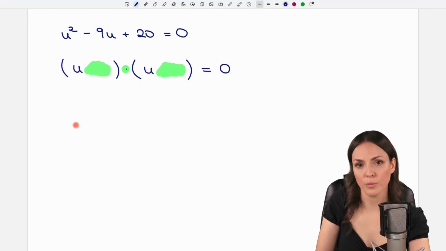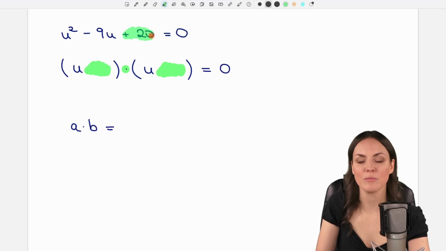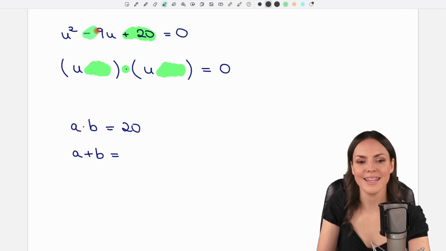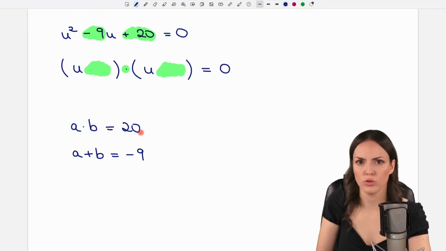And if we multiply these two numbers, so let's call them A and B. If I multiply A by B, then I have to get this number here as a result, so the 20. And if I add these two numbers that I still have to find, so if I add A and B, then I have to get this number as a result, so the -9. So I'm looking for two numbers now that if I multiply them, I get 20 as a result. This would be something like 4 times 5, for example.